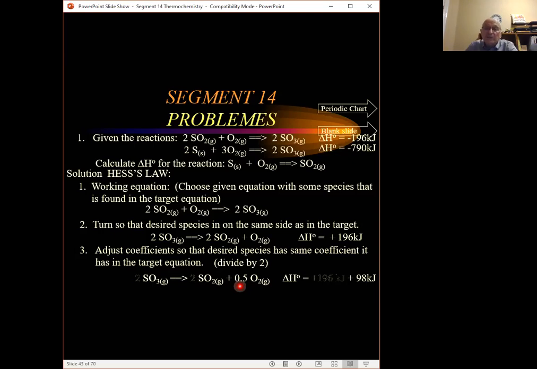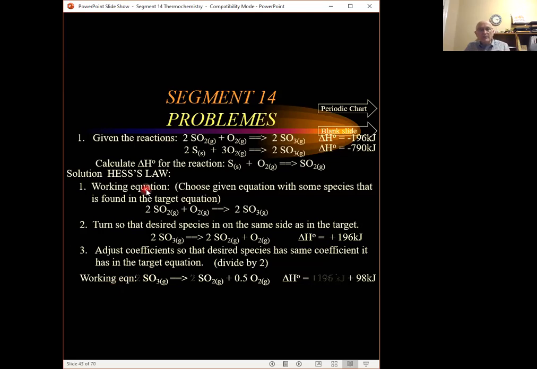And if I do that, I would get plus 98. Now from here on out, we want to get rid of something that's in this equation that's not in the target equation. Well, SO3 is not in that target equation. And so I'm going to eliminate the SO3, and I'm going to do that using the second equation that was given. And I want to set it up in a way that the SO3 will cancel. So this now is my working equation.